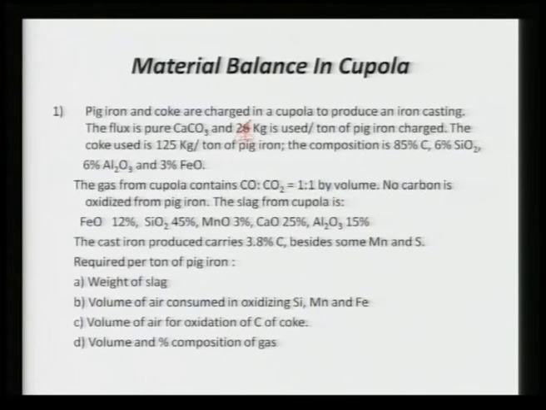Let me make a correction here: this is not sulfur, this is in fact silicon. So, it has some silicon. Now, what is required per ton of pig iron? You have to calculate the weight of slag, the volume of air consumed in oxidation of carbon of coke, and the volume and percentage composition of gas. These are the things you have to calculate.